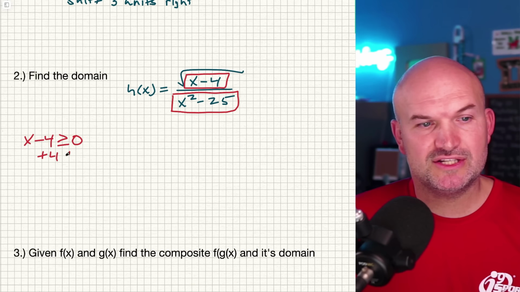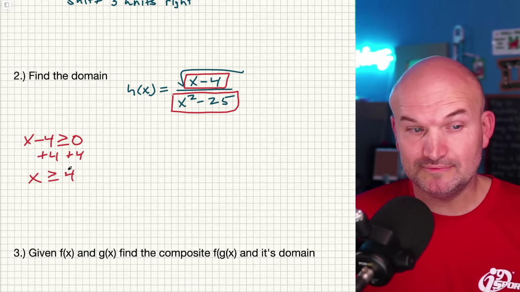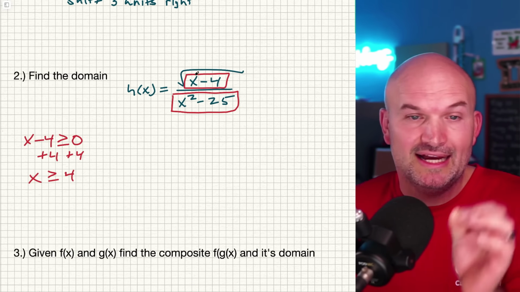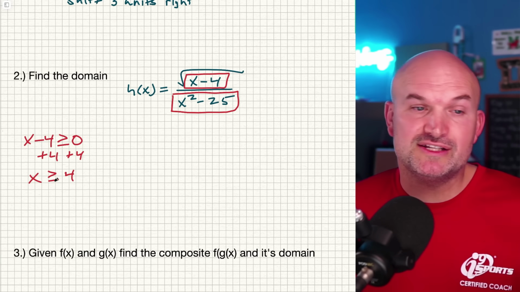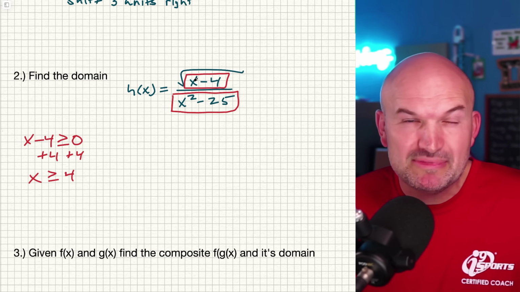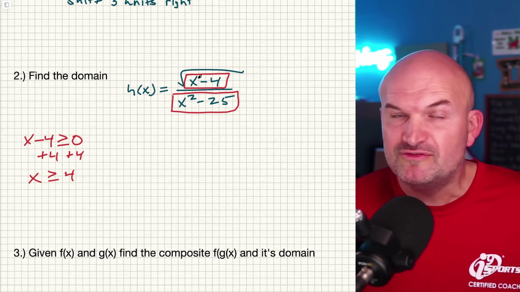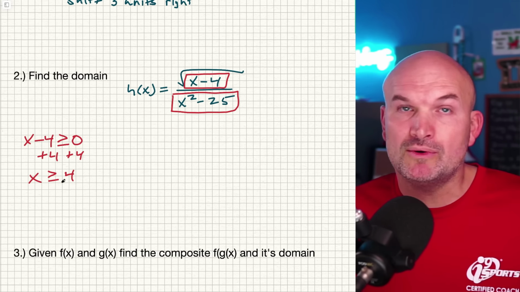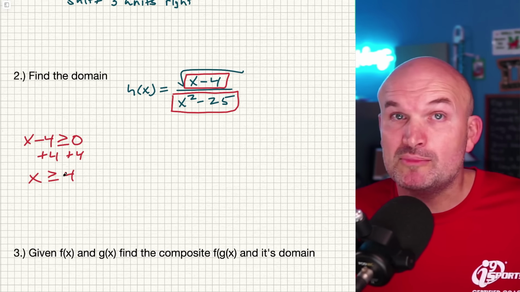And then I can simply solve this: plus 4. X has to be greater than or equal to 4. So that means the domain is now restricted here for all values that are 4 or larger, because it can be 0. You can take the square root of 0. You just cannot take the square root of negative numbers in our real number system.